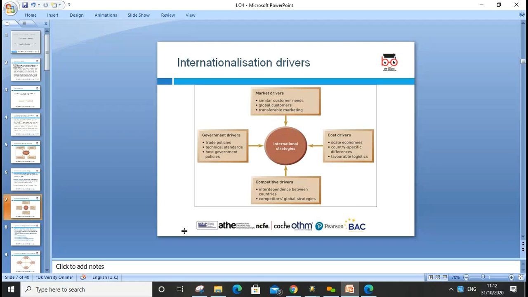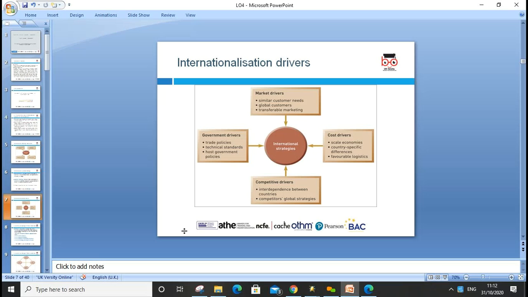Okay, what are the drivers that drive the international market, the drivers in international trade, especially for the UK economy as well? Market drivers: similar customer needs, the global customer, and transferable marketing. Due to technology, customers have the same needs and wants in different parts of the world. But maybe some customers are declining the product here, while in other parts it can be a market driver.